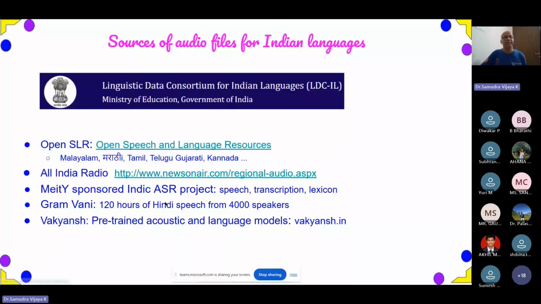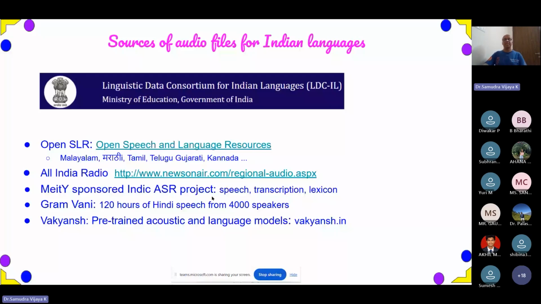Then the Government of India, the Ministry of Electronics and Information Technology, MeitY, has sponsored several projects in the speech area, and that also provides speech, transcription, lexicon. I will talk about it briefly. Gramvani is another NGO which has provided Hindi speech data, 120 hours of speech data from 4,000 speakers, a large number of speakers, because the speech also varies from person to person, that we know. So we need data not from one speaker, but thousands of speakers, and it's provided.